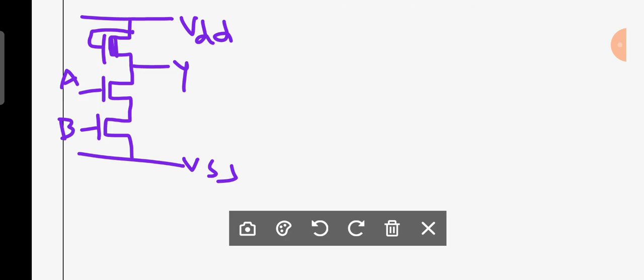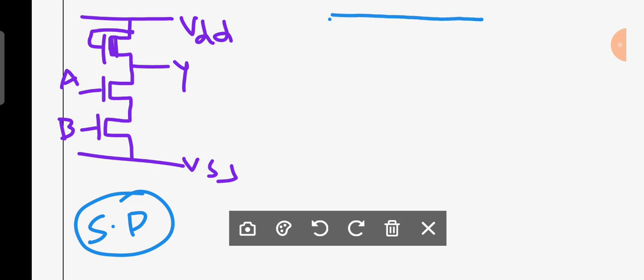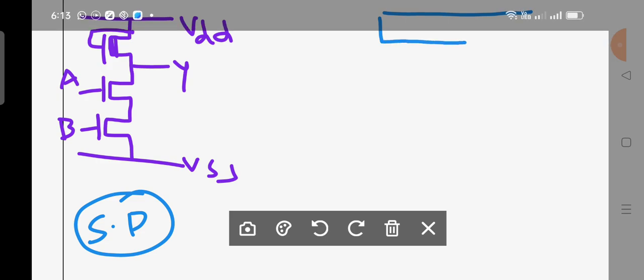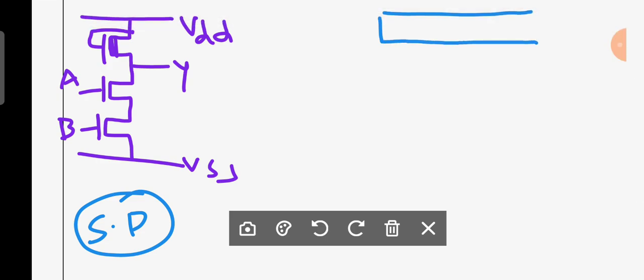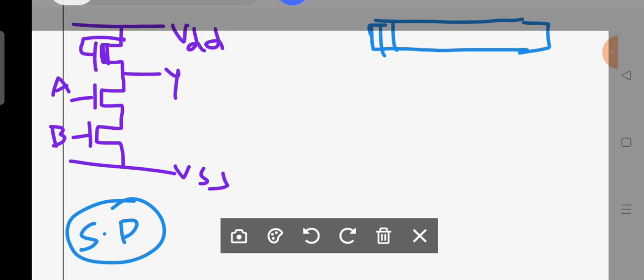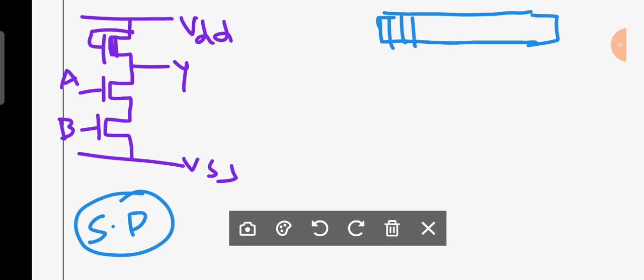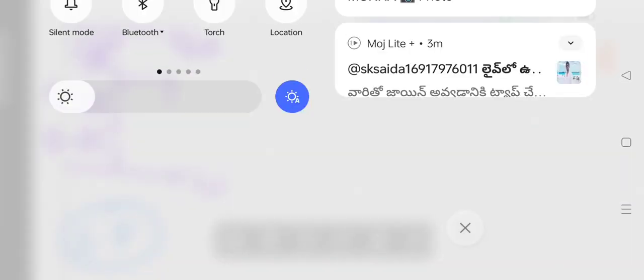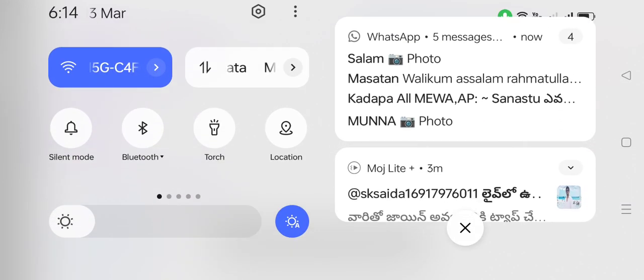Don't forget, you have to complete the stick diagram, then you have to draw the layout, but I am directly representing the layout here. You can observe here, this is my metal.